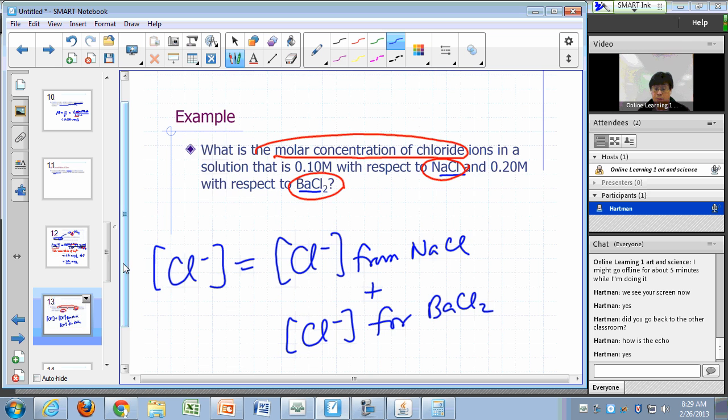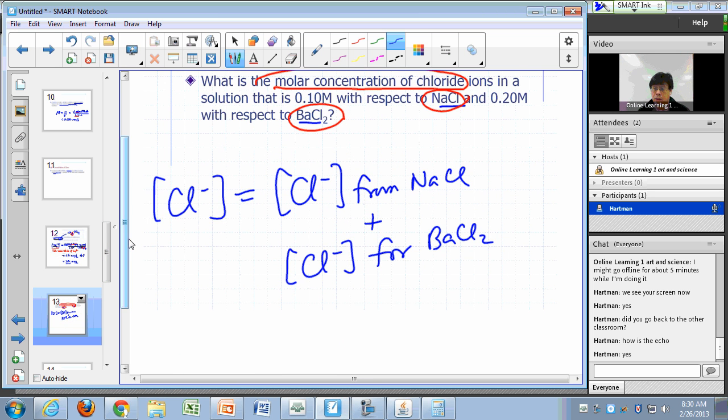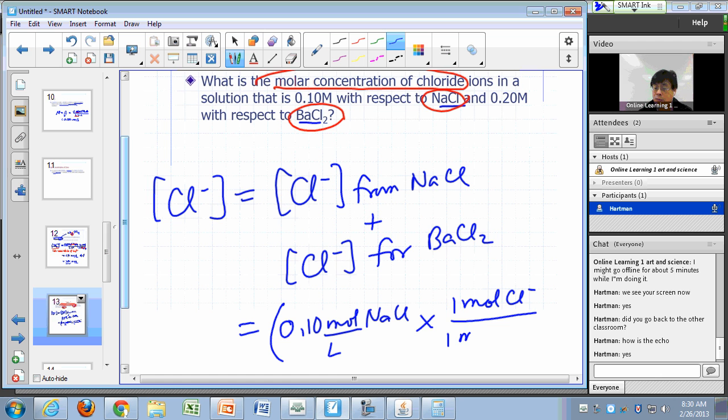And what do you do? You just say concentration of chloride from NaCl is 0.10 moles per liter NaCl times 1 mole chloride for 1 mole of NaCl.